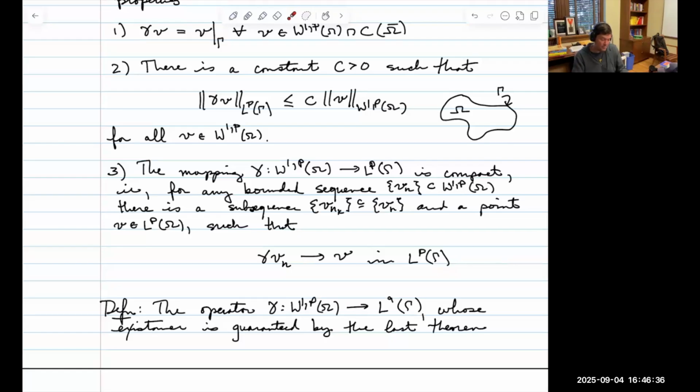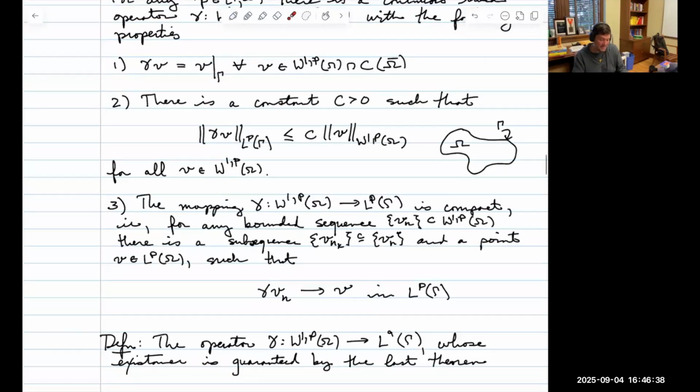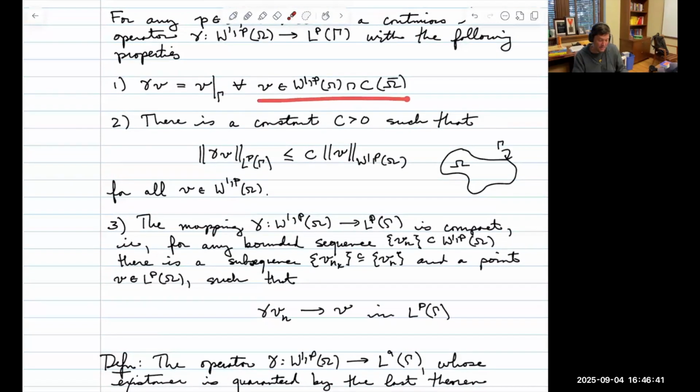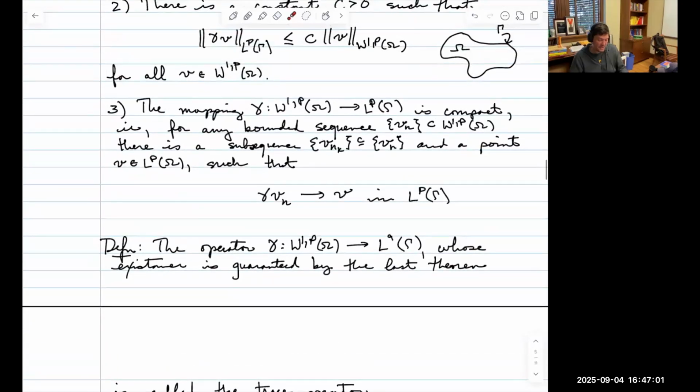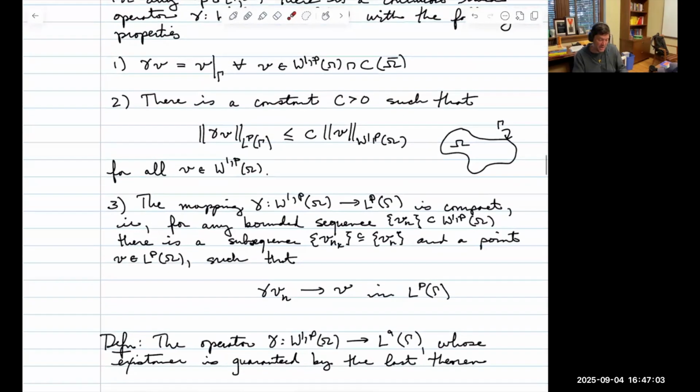So all we're saying basically is that this mapping agrees with our notion of what it means to be boundary values whenever the function is continuous. There's the boundary values. It's a continuous mapping, and it's also a compact mapping. That's it. Okay. So that's the so-called boundary trace. Now, the nice thing about boundary traces is that it works for functions which are not known to be necessarily continuous. That's a nice thing.